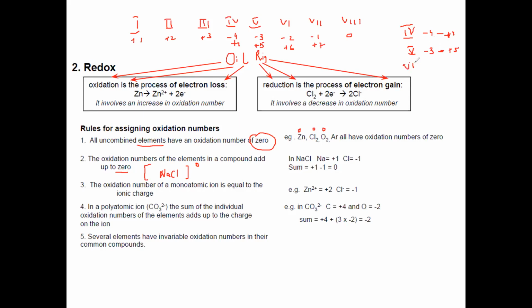For group 6, -2 is there, or it can have up to +6. So on a number line, -2 to +6 is valid. For group 7, it is -1 to +7, that is valid.